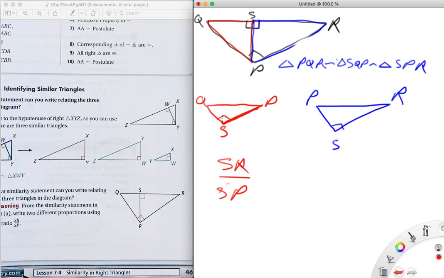to SP. So notice that this is the long leg over here, long leg over here, short leg, short leg, hypotenuse, hypotenuse. Same thing over here, short leg, long leg, hypotenuse.